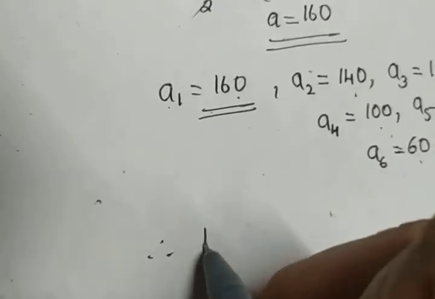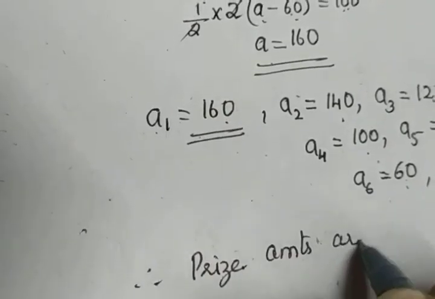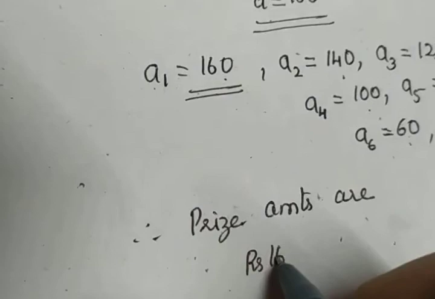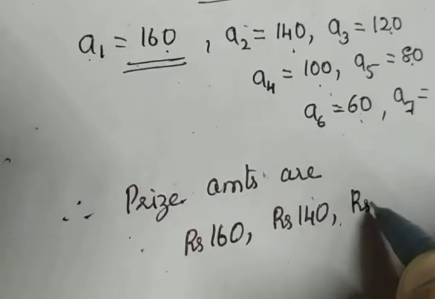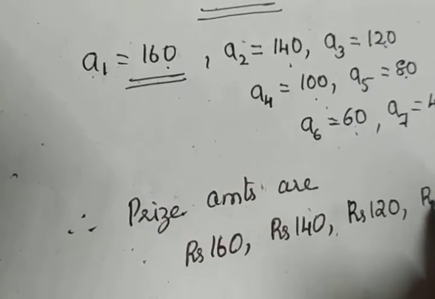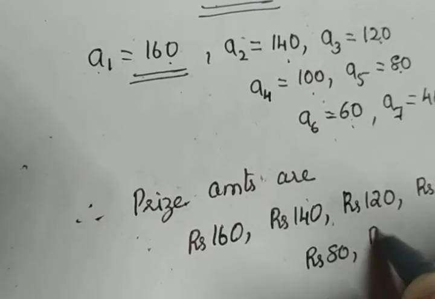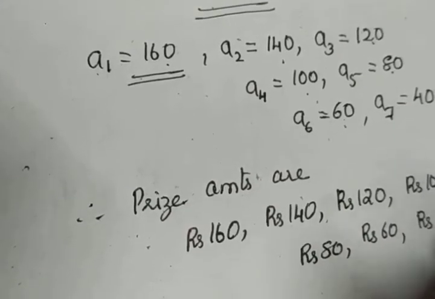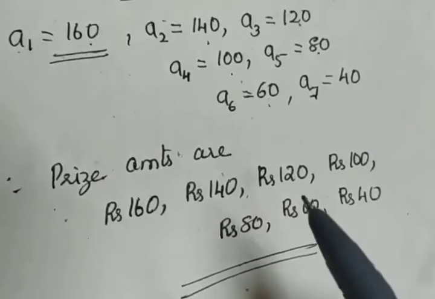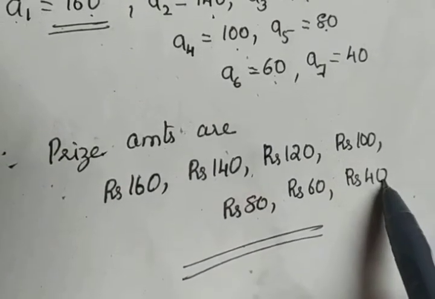Therefore, at last you have to write the prize amounts are: first prize is rupees 160, rupees 140 is the second prize, rupees 120 is the third prize, rupees 100 is the fourth prize, rupees 80 is the fifth prize, rupees 60 is the sixth prize, and rupees 40 is the seventh prize.